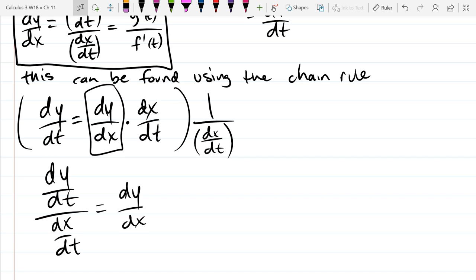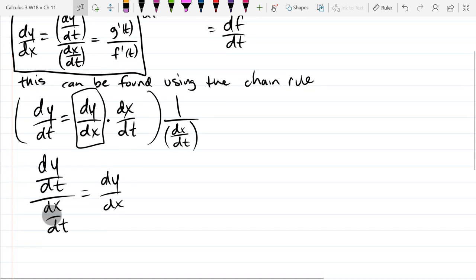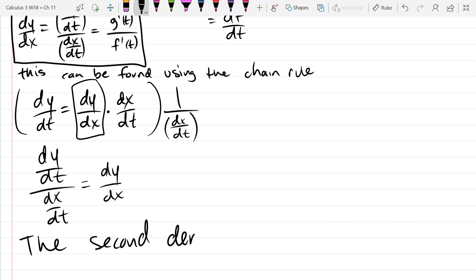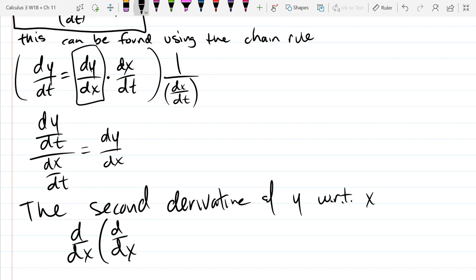Now we're going to get crazy and find the second derivative of y with respect to x. We just wrote down the first derivative of y with respect to x. Now we're going to look at the second derivative. So we're taking two derivatives of y now. Before, we just looked at the x derivative of y. Now we're going to take a derivative of the derivative.